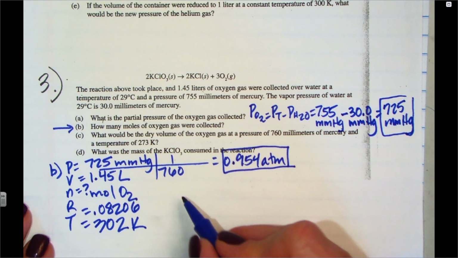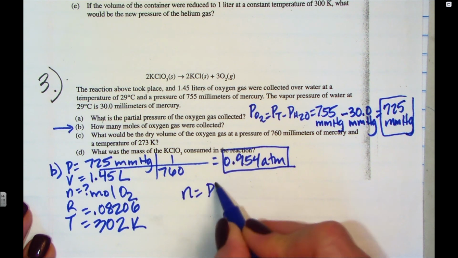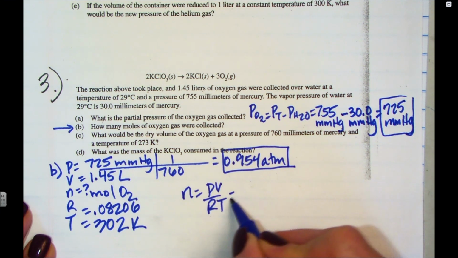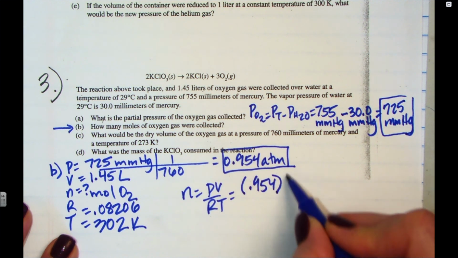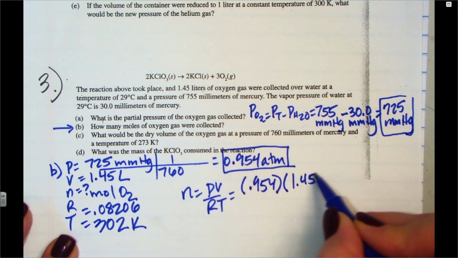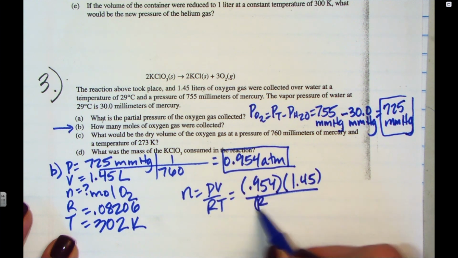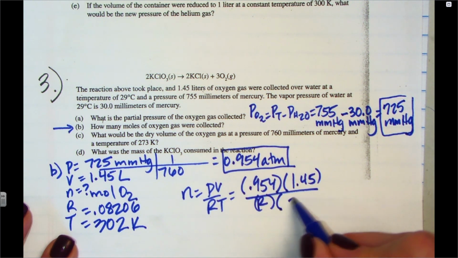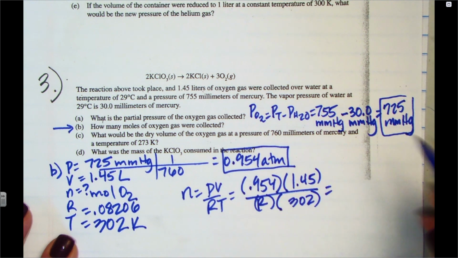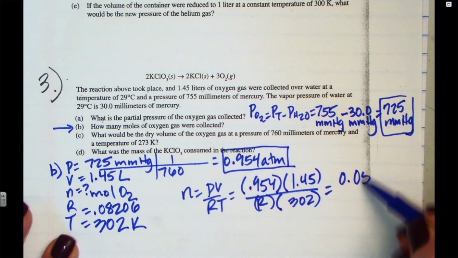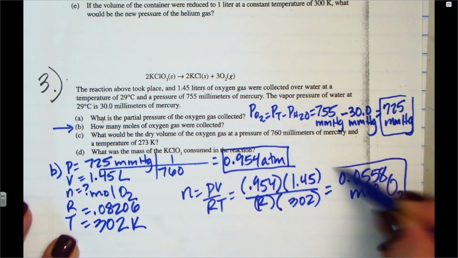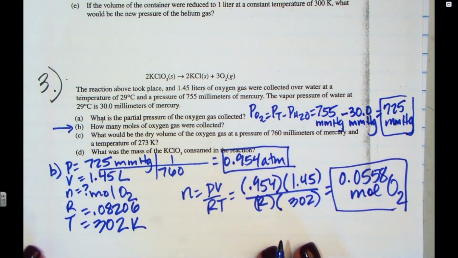So now we're going to solve for moles. n is equal to PV divided by RT. So we're going to substitute in 0.954 times 1.45 divided by the 0.08206 and the 302. And that'll give you your moles. Plugging that in, I got 0.0558 moles of oxygen for part B.